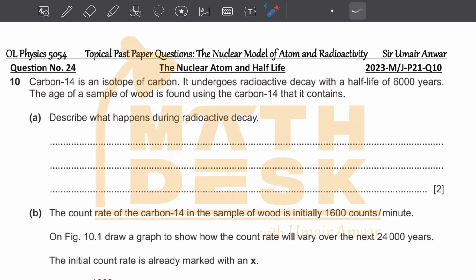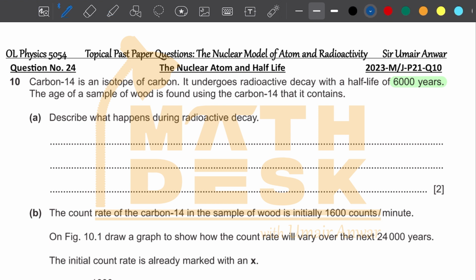Welcome to this tutorial. I'm solving question number 10 of paper 2-1, May-June exam series of 2023. The topic of this question is the nuclear atom and the half-life. The question says carbon-14 is an isotope of carbon. It undergoes radioactive decay with a half-life of 6,000 years. The age of a sample of wood is found using the carbon-14 that it contains.